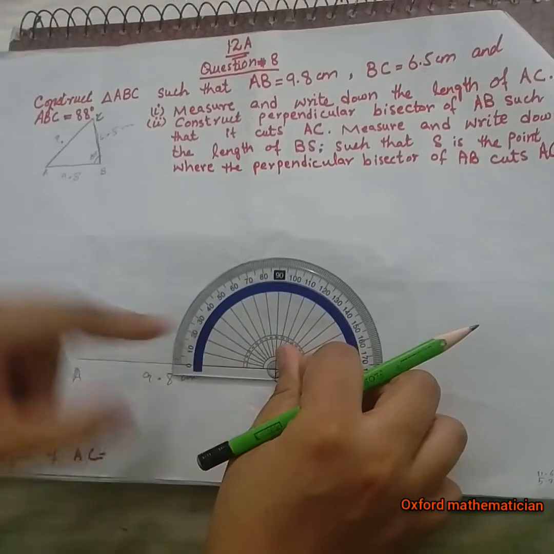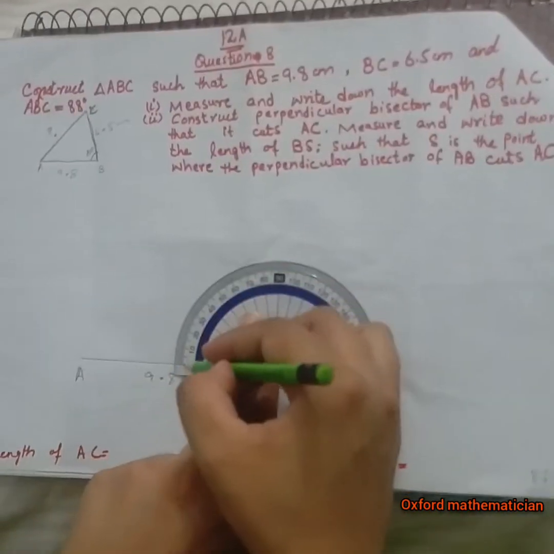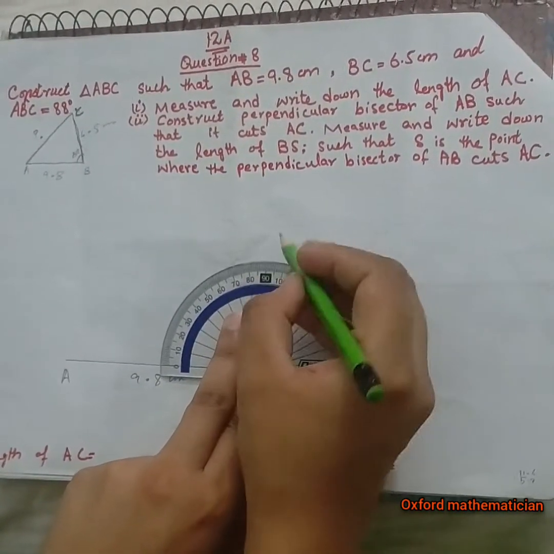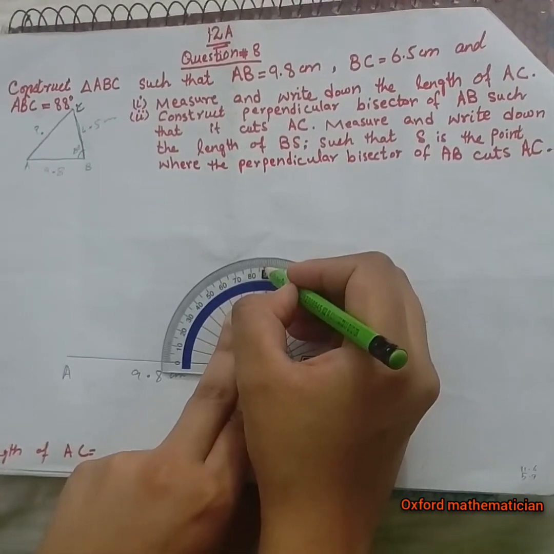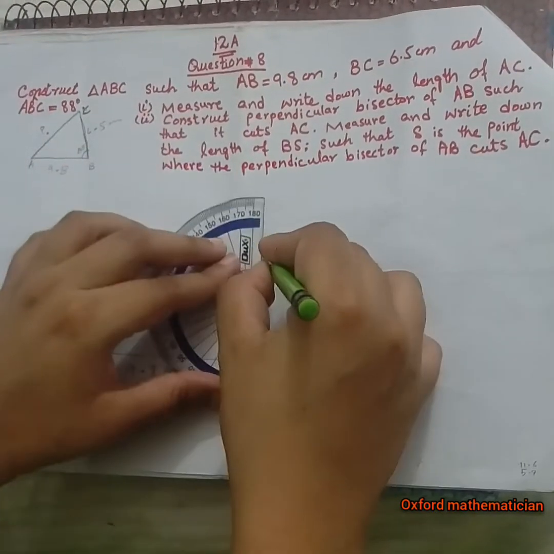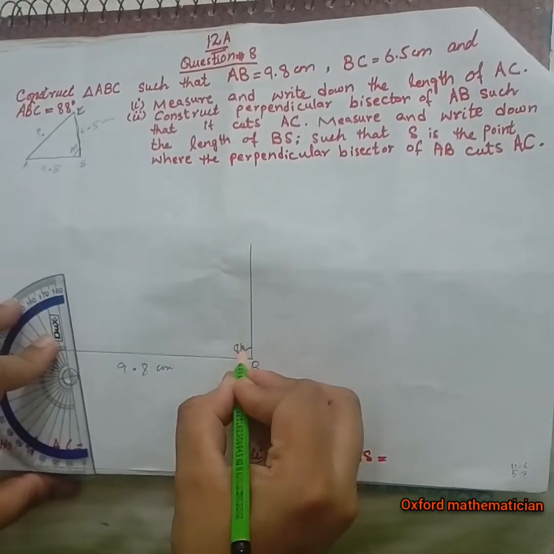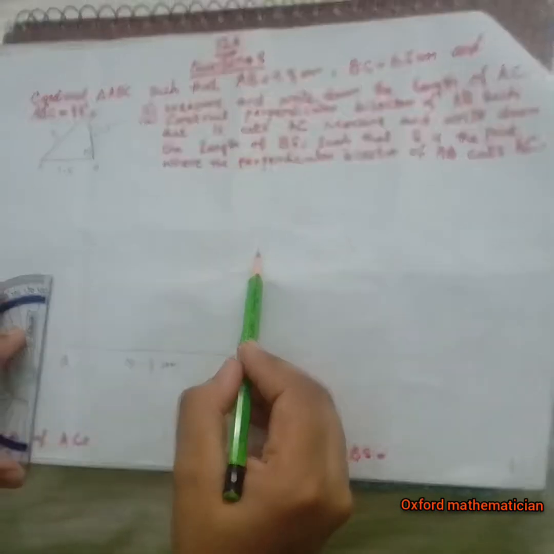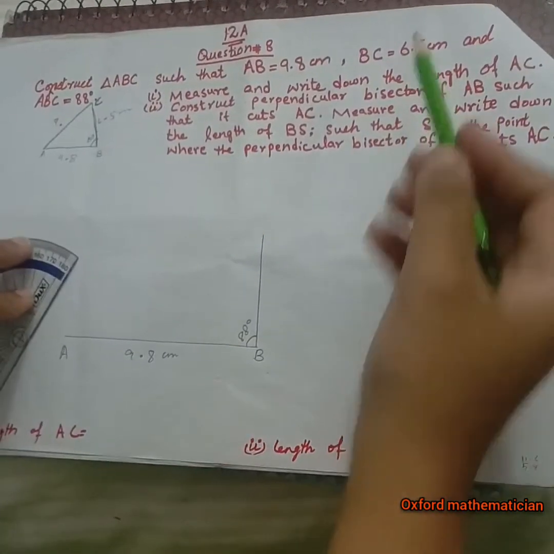Here we set the protractor and then count from the pencil line: 0, 10, 20, 30, 40, 50, 60, 70, 80, 85, 86, 87 and 88. Here is the point 88. Okay, now we join them. Here is the 88 degree angle. Okay, now here is the point C and join them.